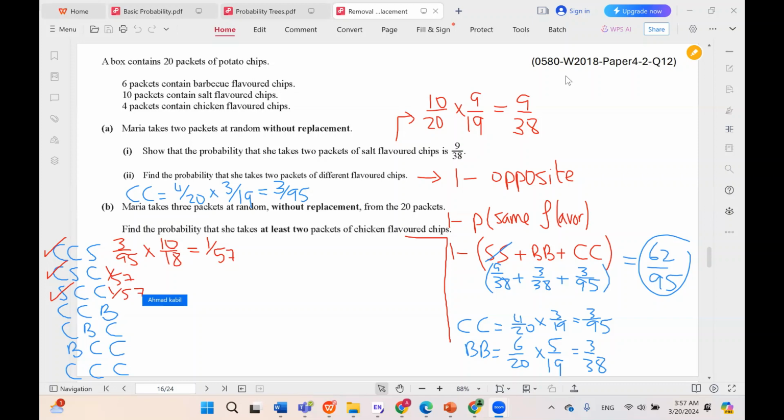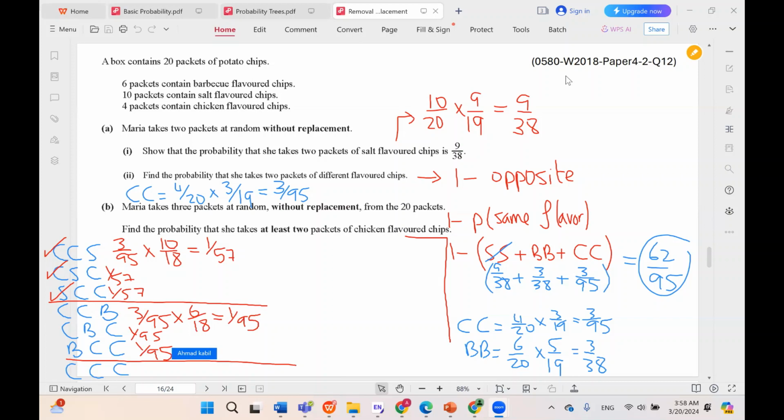Now, for barbecue, we still have 3/95, but this time the third option is not 10/18. It's not salt, it's barbecue, which is 6/18. So this gives us 1/95. And this also follows through for CBC and BCC as well.